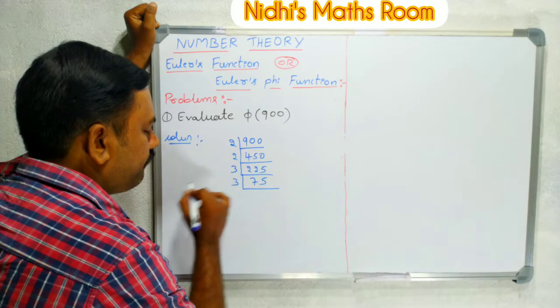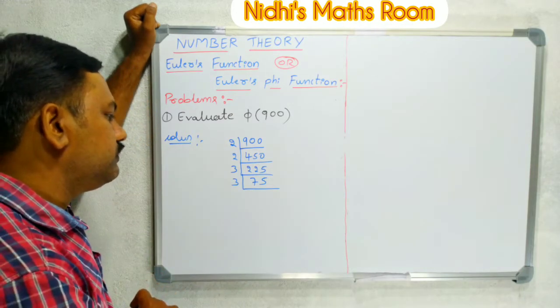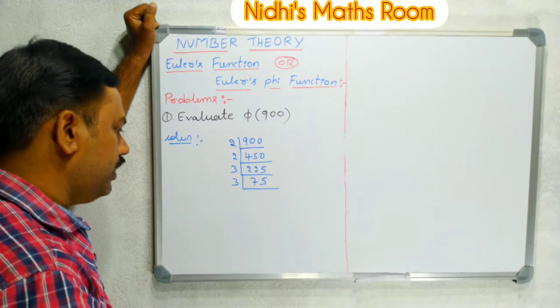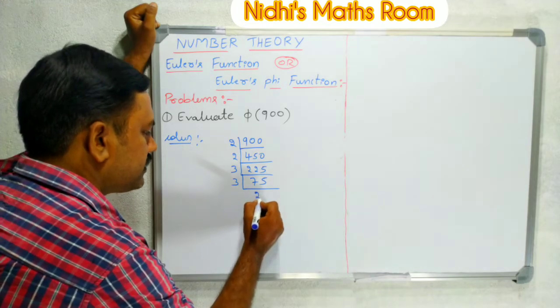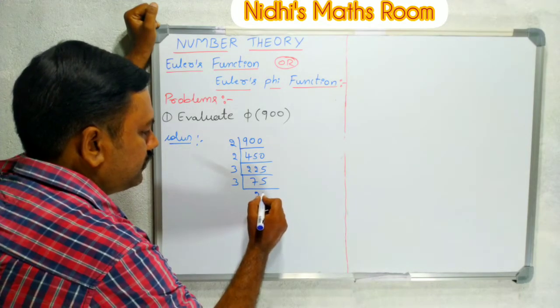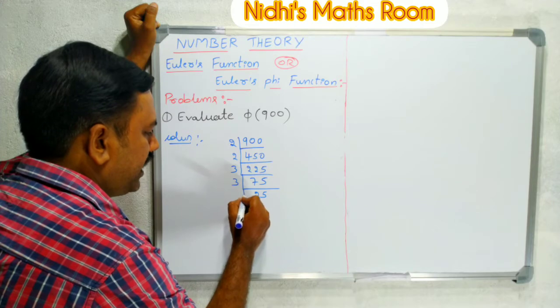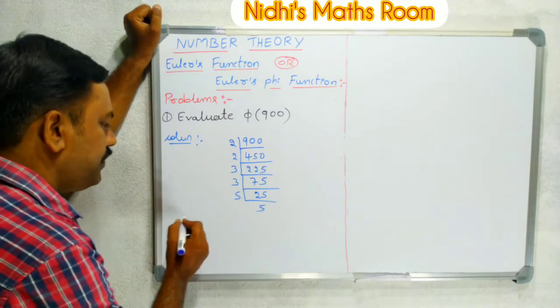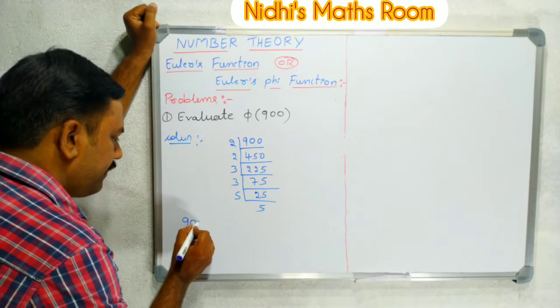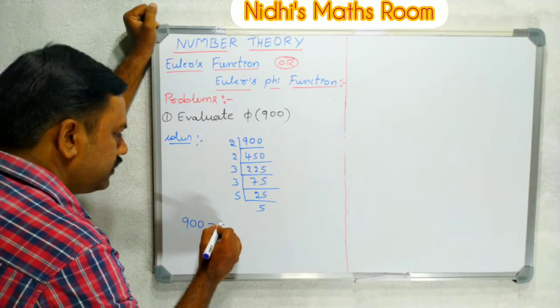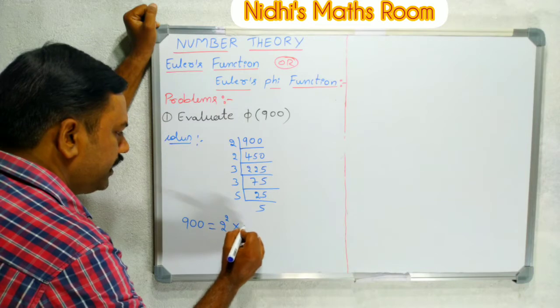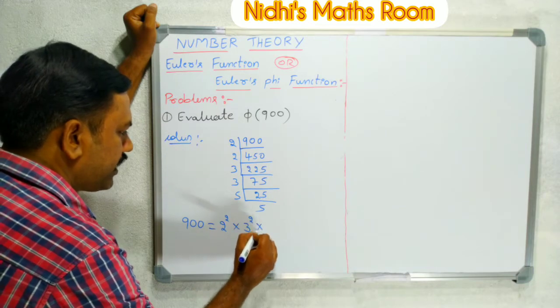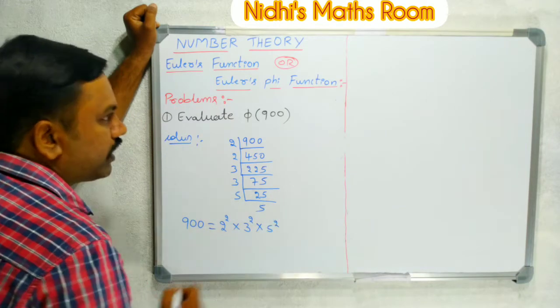Next further 3 ಇಂದ 75 ನ ಡಿವೈಡ್ ಮಾಡಬೇಕು. So 3 2s are 6, 15, 3 5s are 15. Next, 5 5s are 25. That means this 900 can be written as 2 square into 3 square into 5 square.